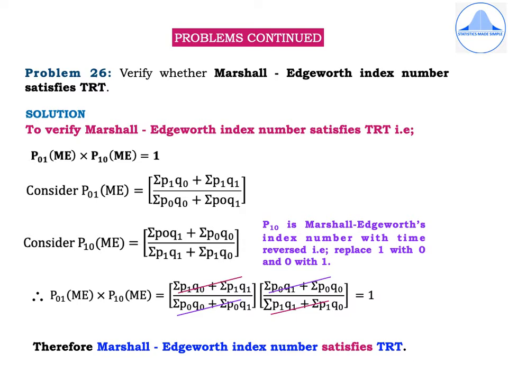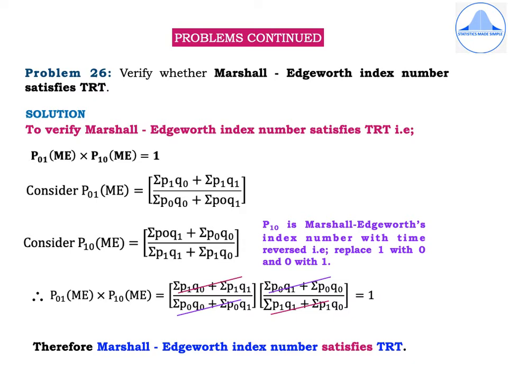Now let's consider P10 of ME. So what is P10 of ME? It is Marshall-Edgeworth index number with time reverse, that is replace 1 with 0 and 0 with 1, which is equal to summation P0 Q1 plus summation P0 Q0 whole divided by summation P1 Q1 plus summation P1 Q0.